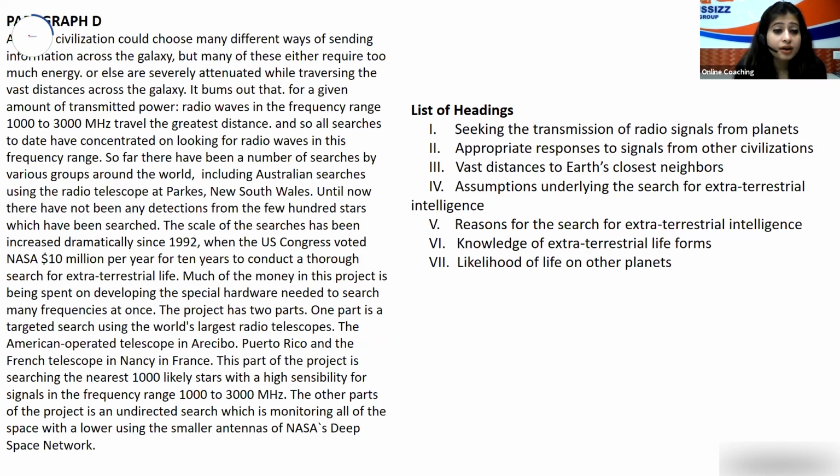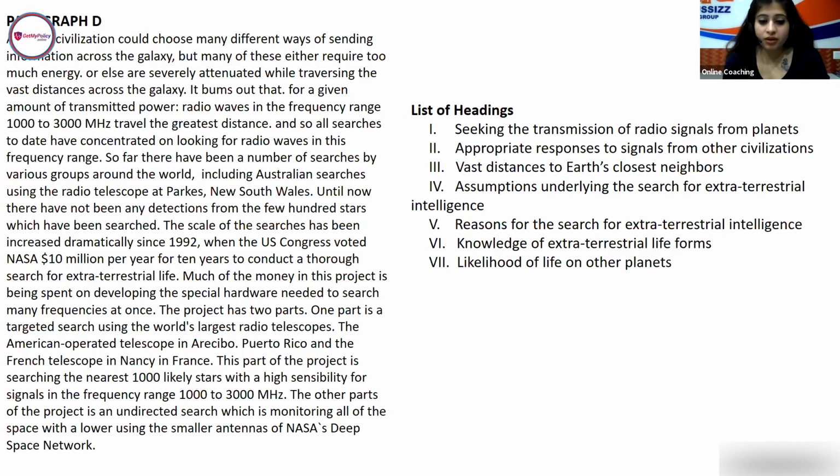Okay. So far, there have been a number of searches by various groups around the world, including Australian searches using the radio telescope at Parkes, New South Wales. Okay, so this particular line tells me that there have been a number of searches, and using the radio telescopes, there have been Australian searches. Okay. The scale of the searches increased dramatically since 1992 when the US Congress voted NASA 10 million per year. Okay, now here this particular line is telling me that the US Congress has voted NASA 10 million.